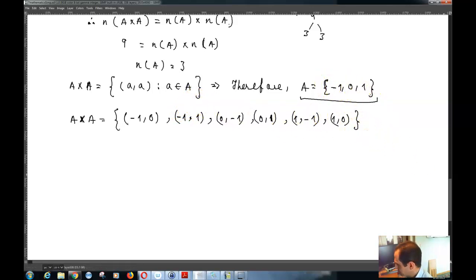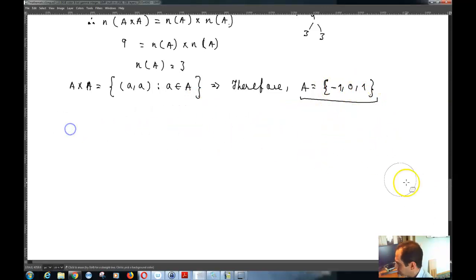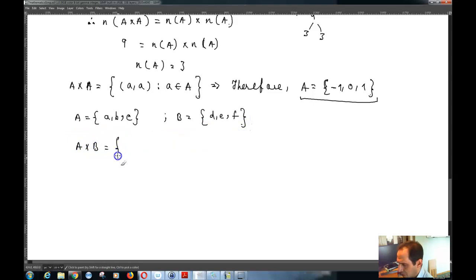To do this more easily, suppose that you had two sets, for example A and B, where the elements of A are a, b, and c, and the elements of B are d, e, and f. Then the elements of A times B would be (a, d), (a, e), (a, f), then (b, d), (b, e), (b, f), and then (c, d), (c, e), and (c, f).